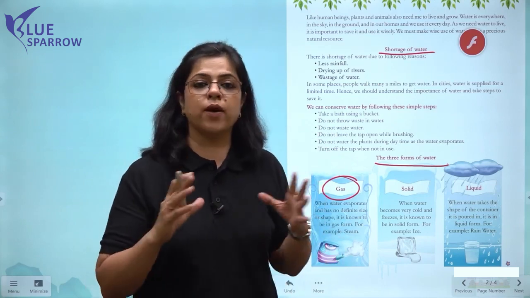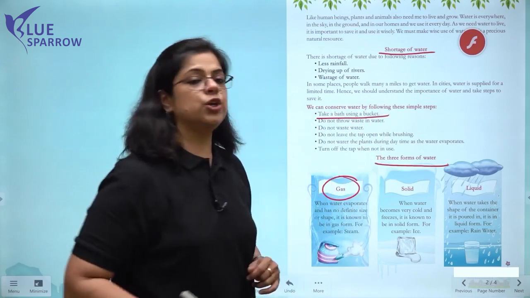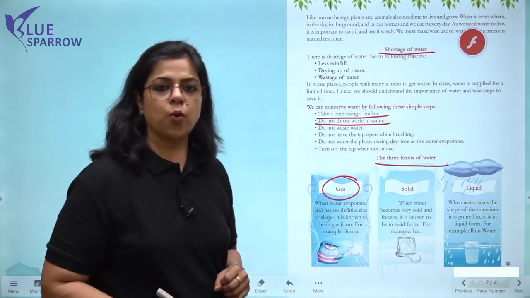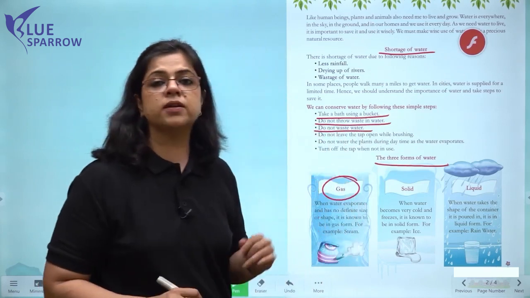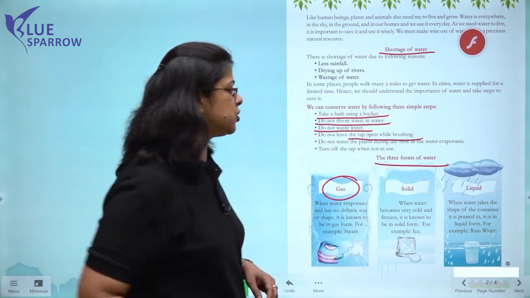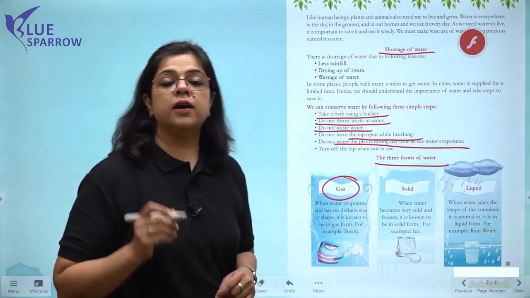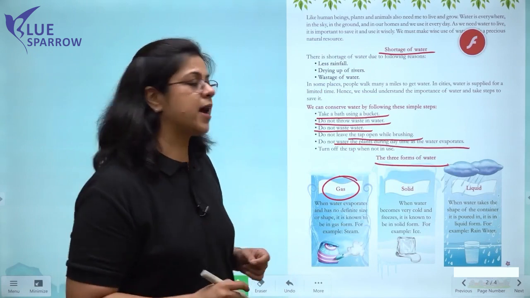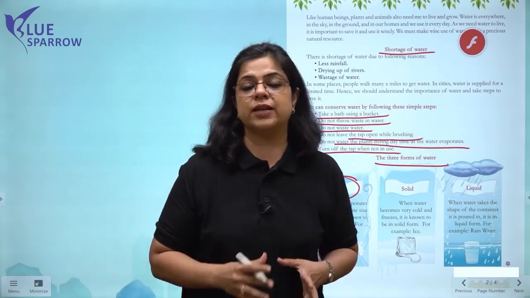How can we avoid wastage of water? We should take a bath using a bucket. We should not throw waste in water. It pollutes the water. We should not waste water, like leaving the taps open while brushing. We should water the plants early in the morning, not during daytime, using a bucket and a mug. And we should turn off the taps when not in use.